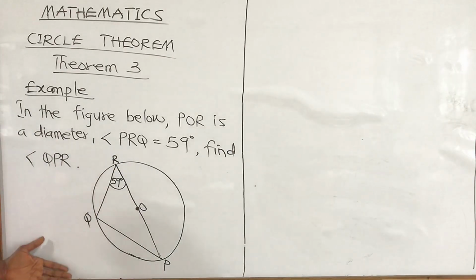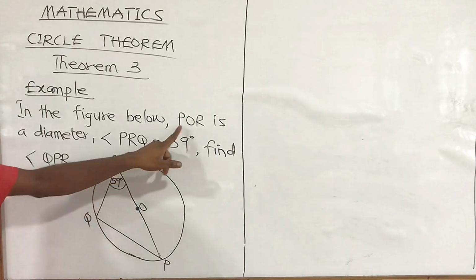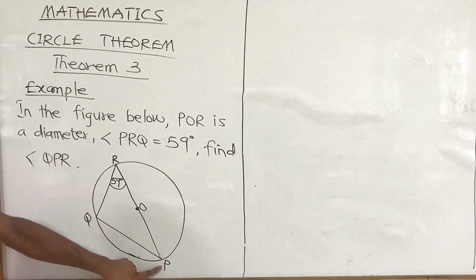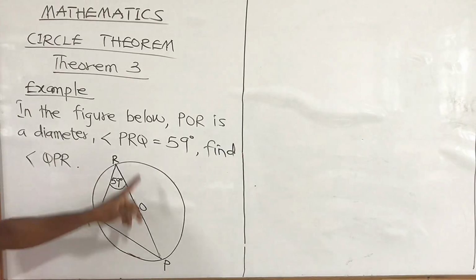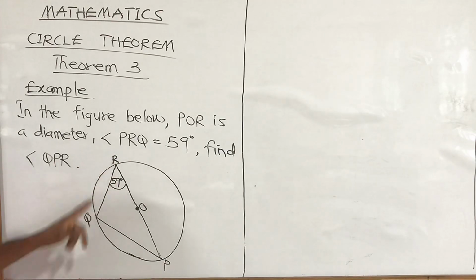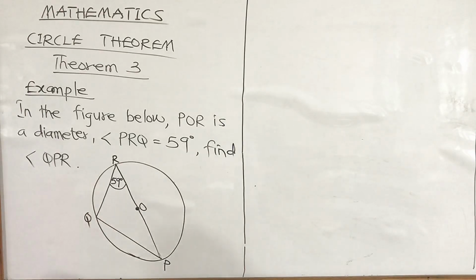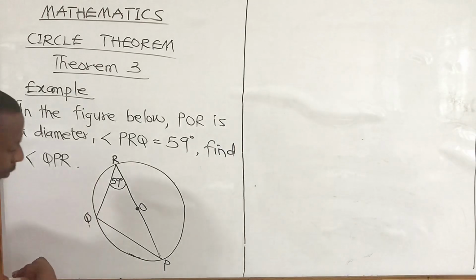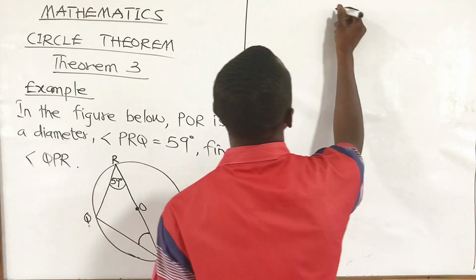All right, so this is our first example. In the figure below, POR is a diameter. Angle PRQ is equal to 59 degrees. We should find angle QPR. So we are supposed to get this angle here. So now let's look at the solution.